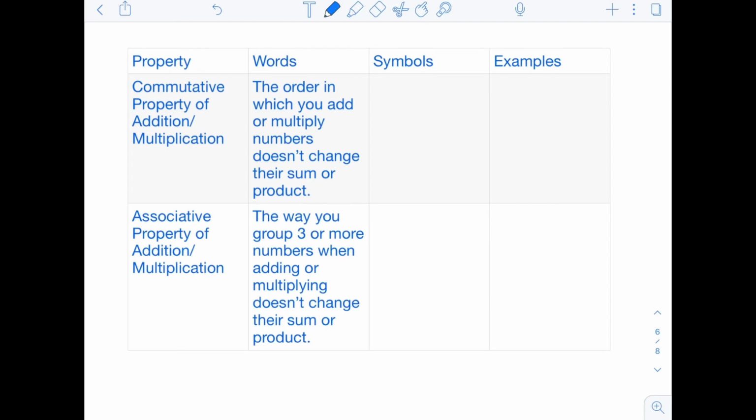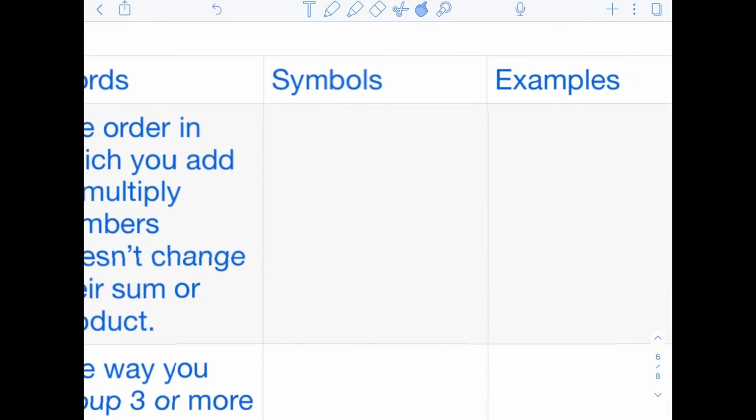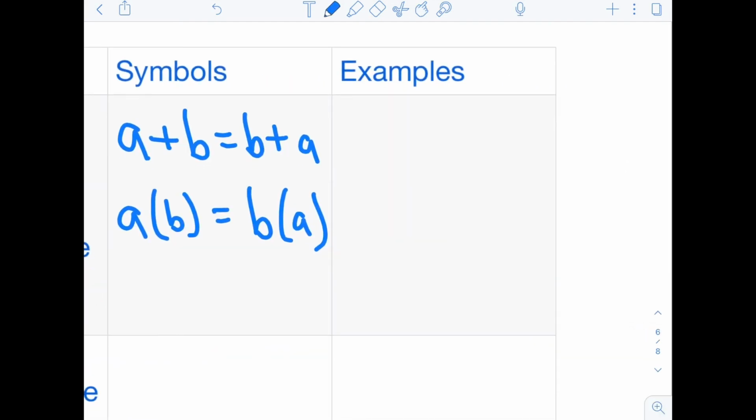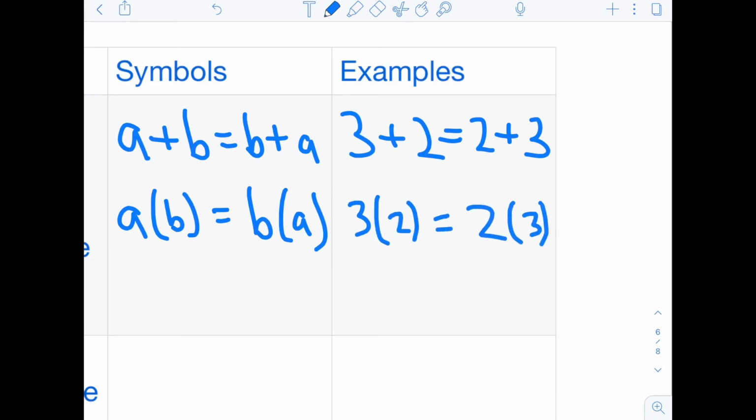So here are some more properties. The commutative property of addition and multiplication says that the order in which you add or multiply numbers doesn't change their sum or product. So basically, a plus b equals b plus a, and a times b equals b times a, because the order in which you add or multiply doesn't matter. An example of this would be 3 plus 2 equals 2 plus 3, because they both equal 5. And you could also say that 3 times 2 equals 2 times 3, because they both equal 6.